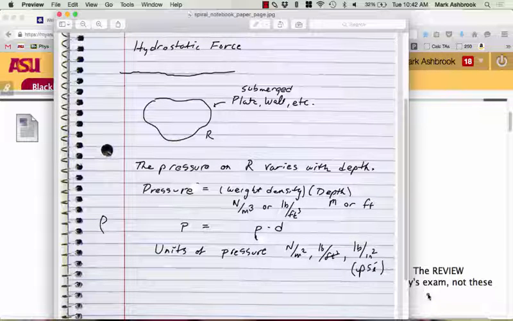And then force, how would you get force from pressure? If pressure is force per area, you're just going to multiply by the area, and that's going to give you the force. So therefore, force equals pressure times area.